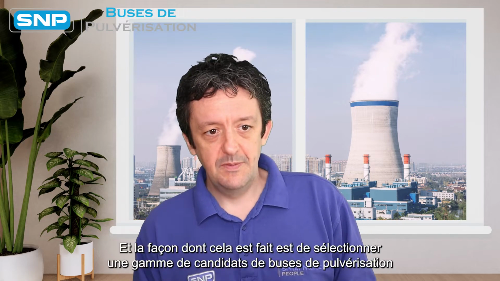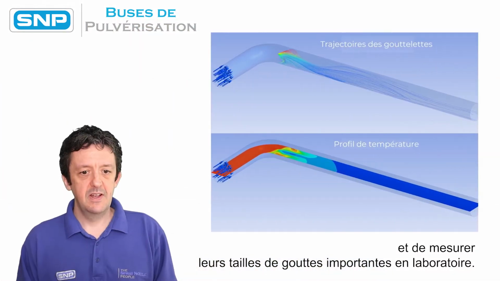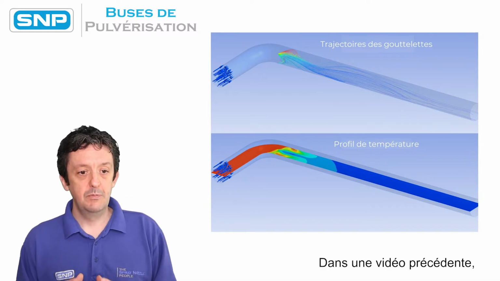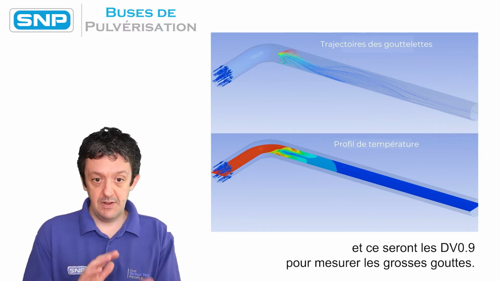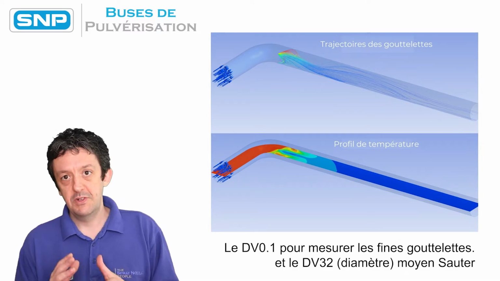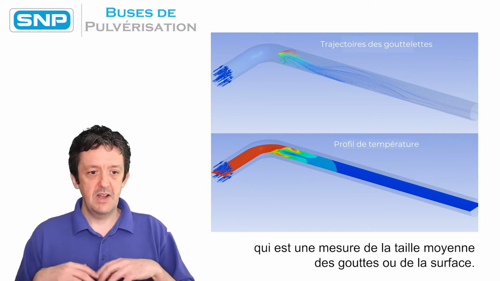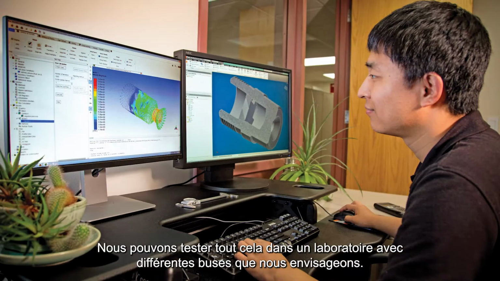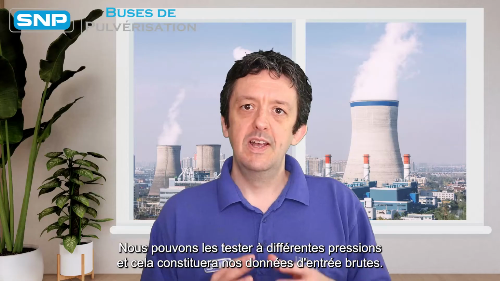And the way this is done is to select a range of spray nozzle candidates and measure their important drop sizes in the lab. Now, in the previous video, we talked about the different drop sizes that are important. These will be the DV0.9 to measure the heavy droplets, the DV0.1 to measure the fine droplets, and the D32, the sort of mean, which is a measure of the average drop sizes or surface area. We can test all of these in a lab with different nozzles that we're considering. We can test them at different pressures, and this will form our raw input data.